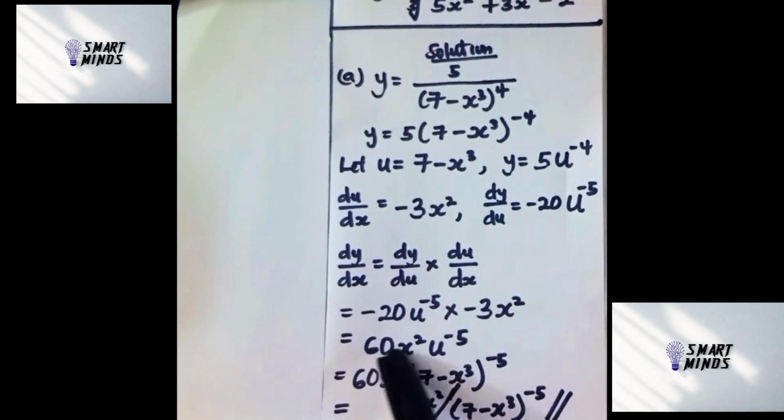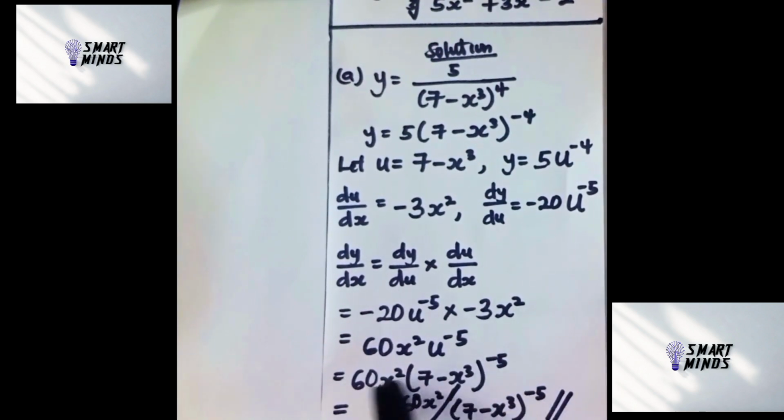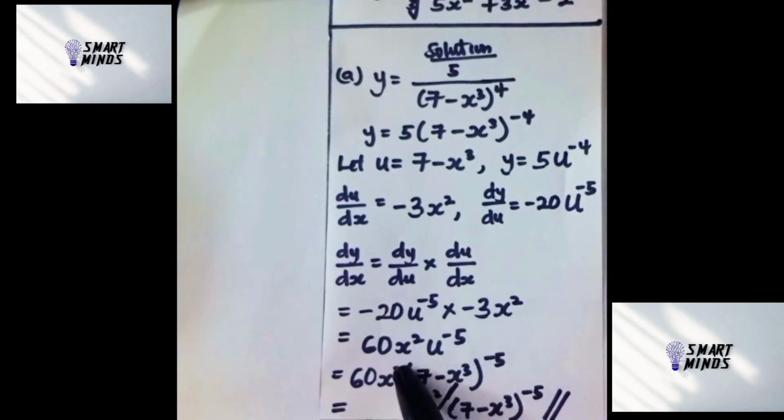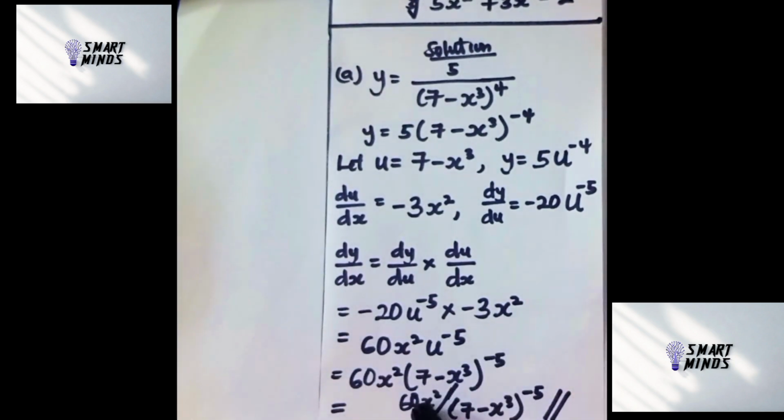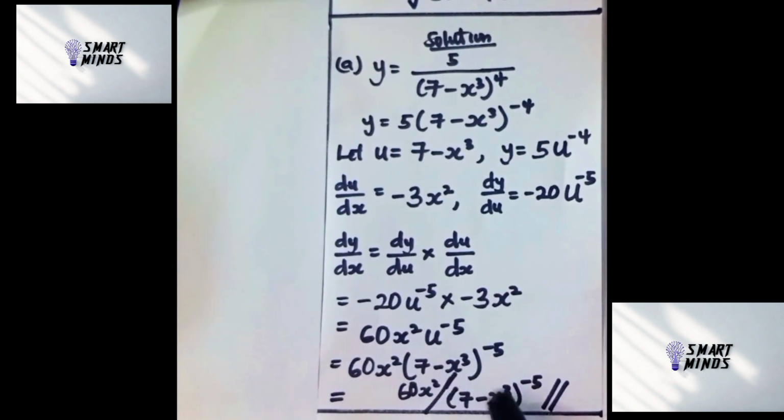So if you look at this place very well, the only thing that leaves this equation is u, and I bring in what? 7 minus x raised to power 3. Every other thing remains the same. Now because the power is negative, you need to return it back to the fraction state. So 60x raised to power 2 multiplied by 1 on the numerator, that gives us 60x squared all over, then every other number goes to the denominator.